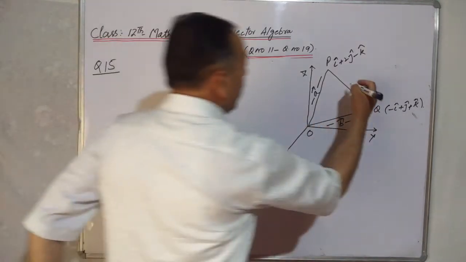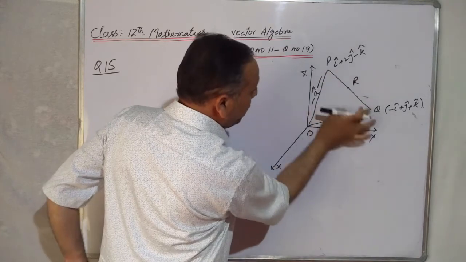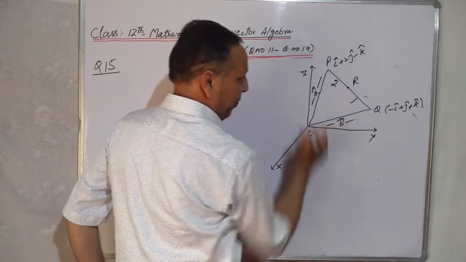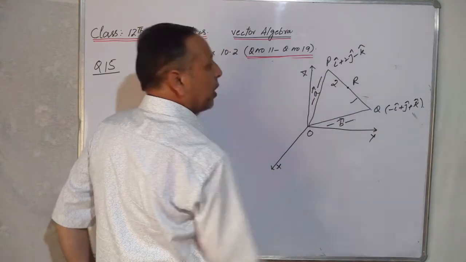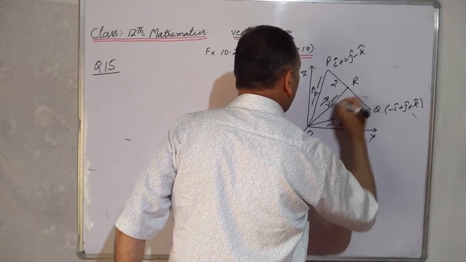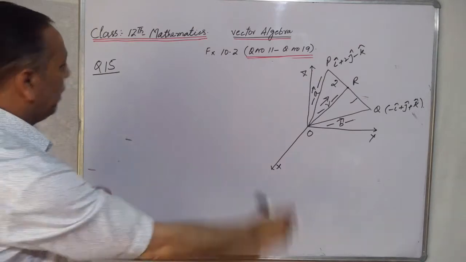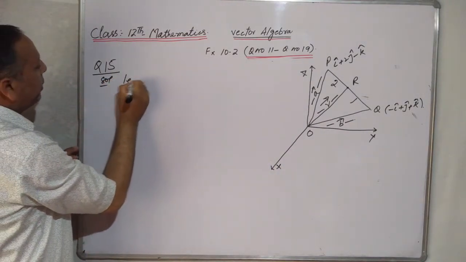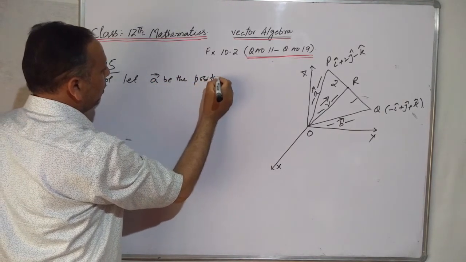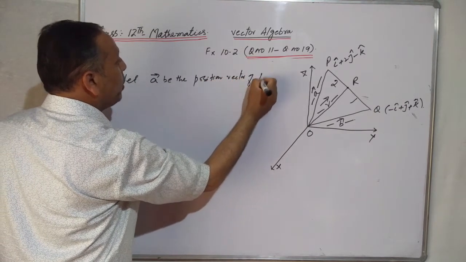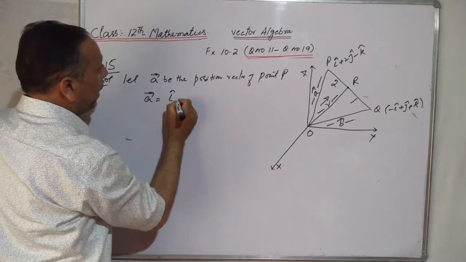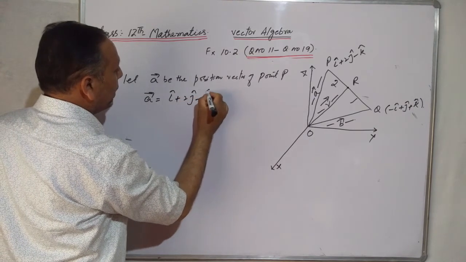Now, a point R divides PQ in the ratio of 2:1 internally. Then you have to find the position vector of this point R. Let me suppose that the position vector of point R is vector R. See, let A be the position vector of point P. Then this vector A is equal to i cap plus 2j cap minus k cap.